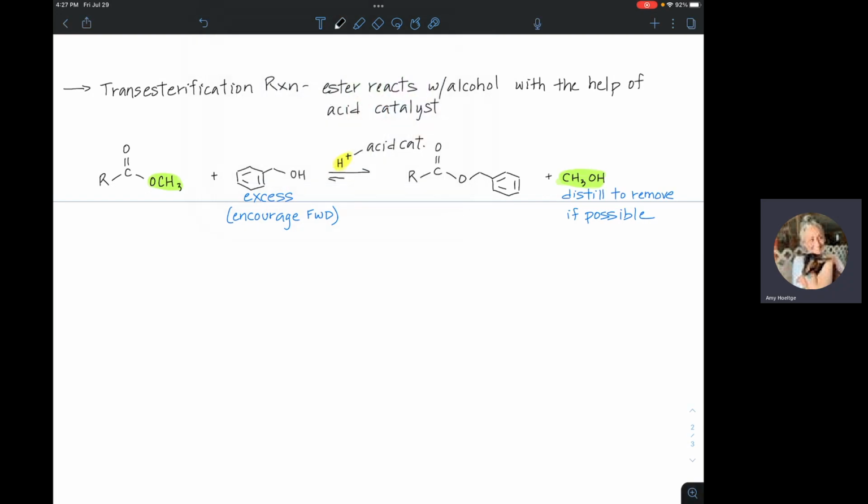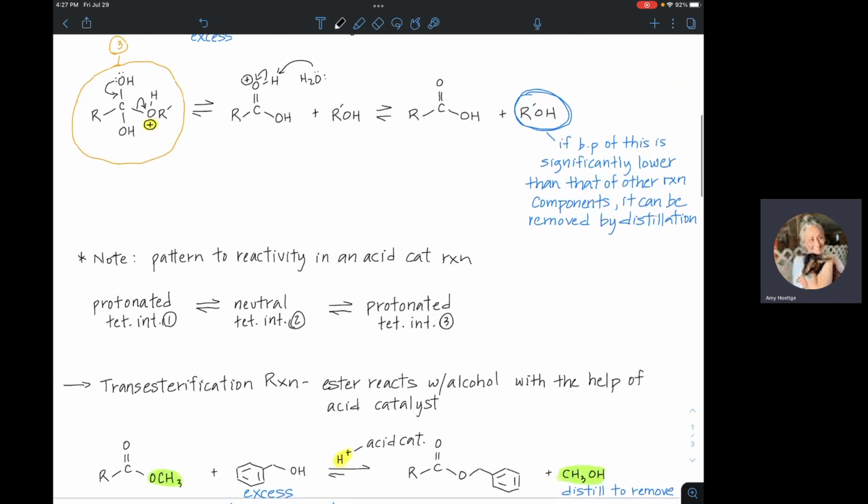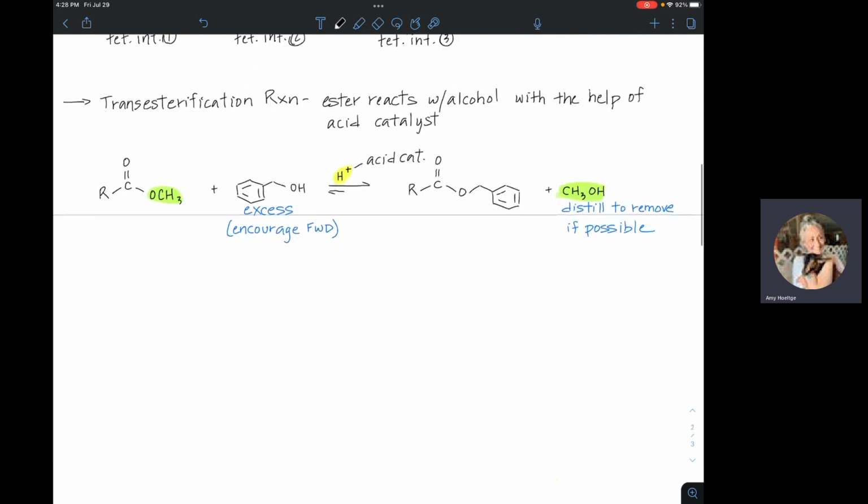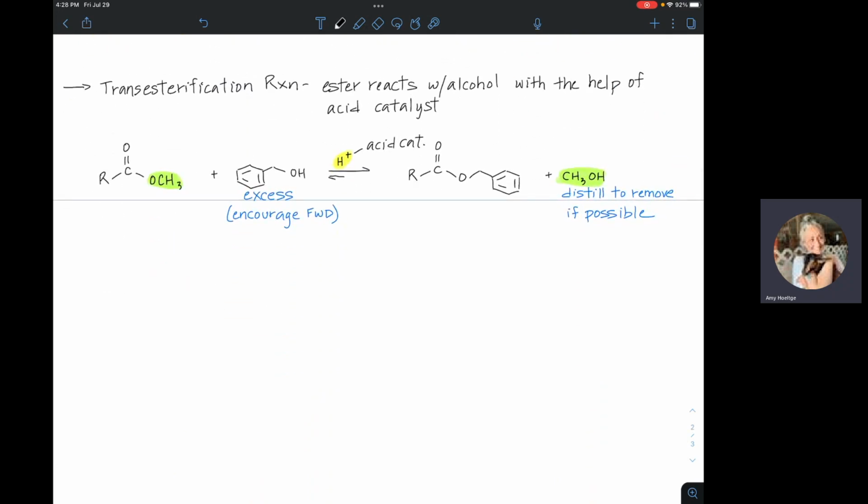Same old, same old. You're going to get tetrahedral intermediate number 1, right? The intermediate will be protonated. You'll get in equilibrium with tetrahedral intermediate number 2, just like up here, which will be neutral, which will be in equilibrium with tetrahedral intermediate number 3. So if you want to go through the mechanism for the transesterification, follow the proposed mechanism for the hydrolysis reaction, see if you can get those 3 tetrahedral intermediates. All it takes is a little practice. This is just same old stuff, right?